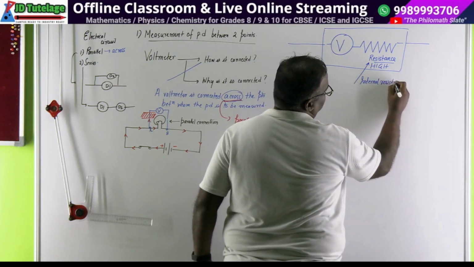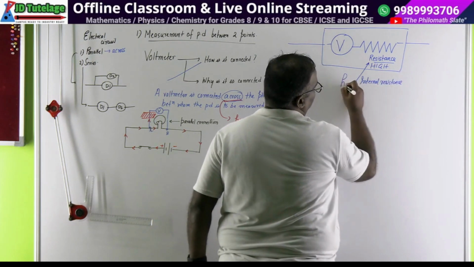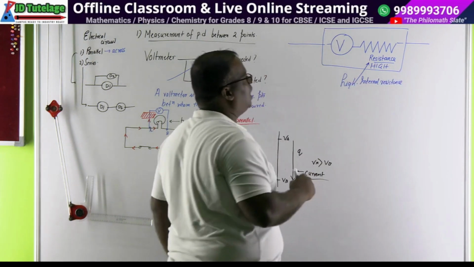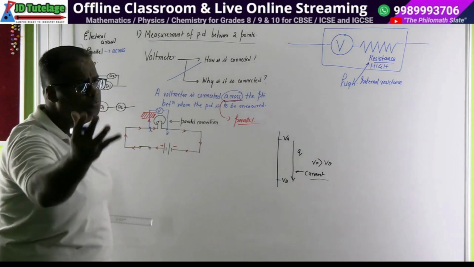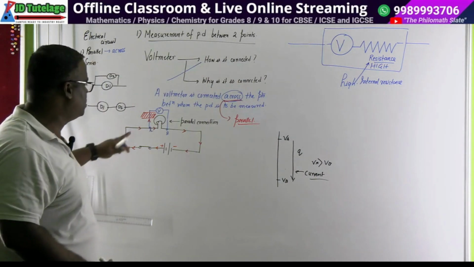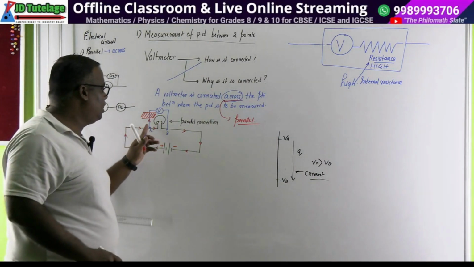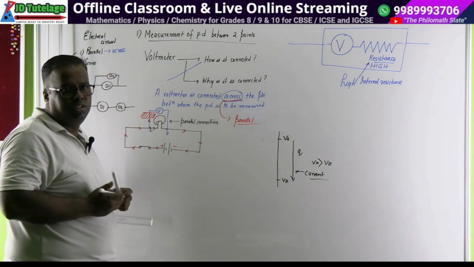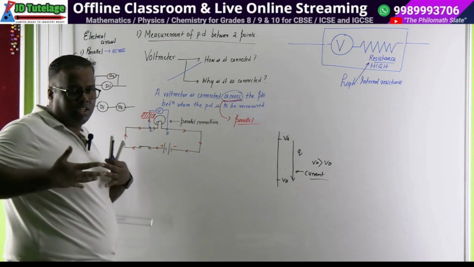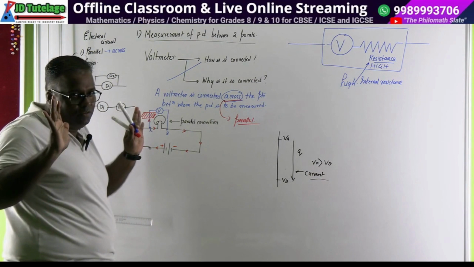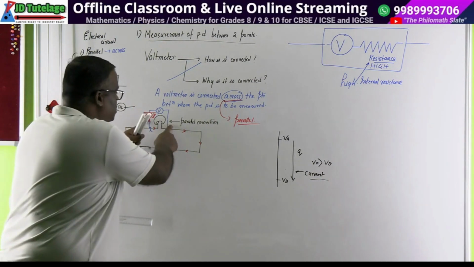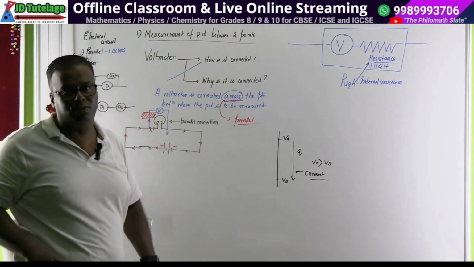Internal resistance, and the internal resistance is high. A voltmeter has very high internal resistance. Why does a voltmeter have high internal resistance? Because the voltmeter should not allow any current to pass through it. Then it is a neutral device. Now it will come and just test what is the potential difference.